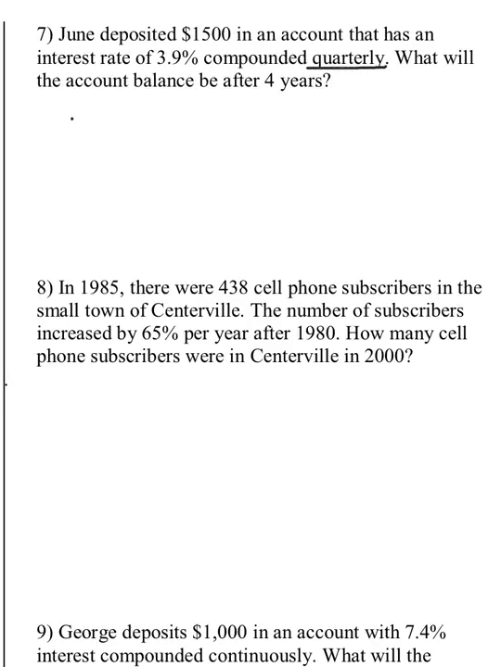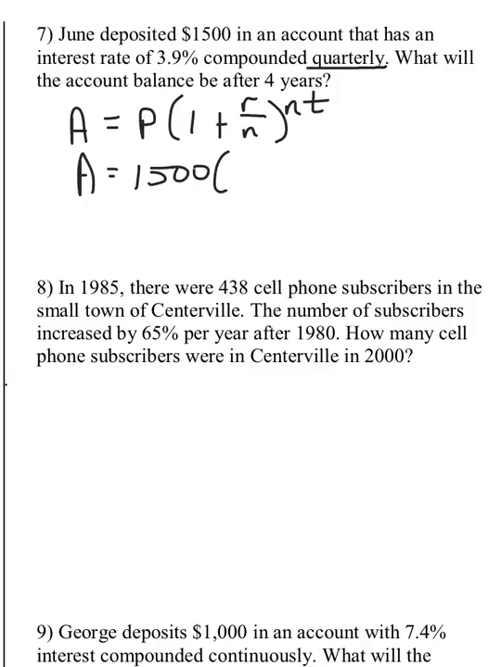And my compounding formula is A equals P times (1 plus the rate in decimal form over N) to the NT. So I just need to identify what all the parts are and then plug it in. Well, P is 1,500. And R is 3.9%, which in decimal form is 0.039. That's what it is in decimal form.